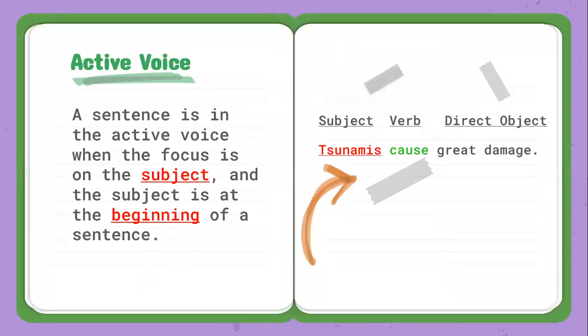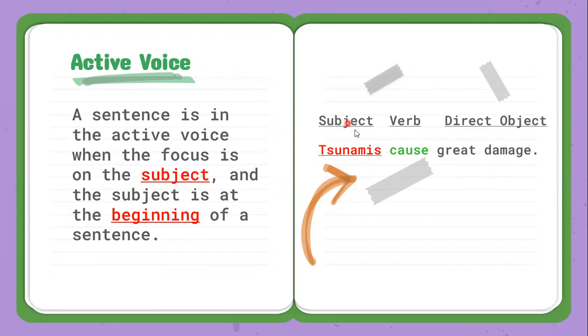So let's start with active and passive voice, starting here with the active voice. A sentence is in the active voice when the focus is on the subject. So when in the sentence, I see the subject written at the beginning of the sentence, as in here, tsunamis cause great damage. Tsunamis, the subject here. What does tsunamis do? They cause, so this is the verb, then what do they cause? Great damage. This is the direct object.